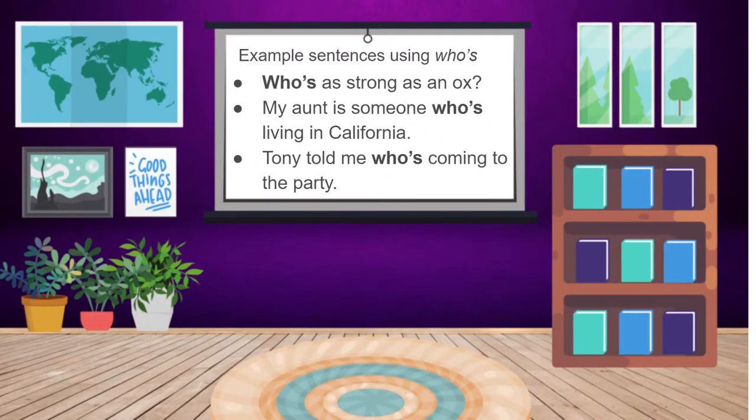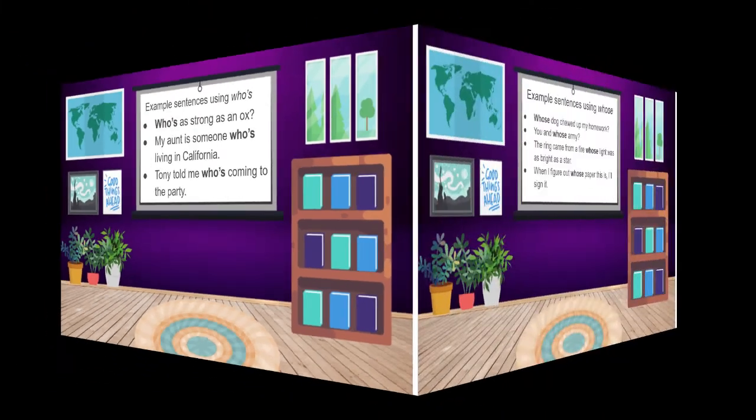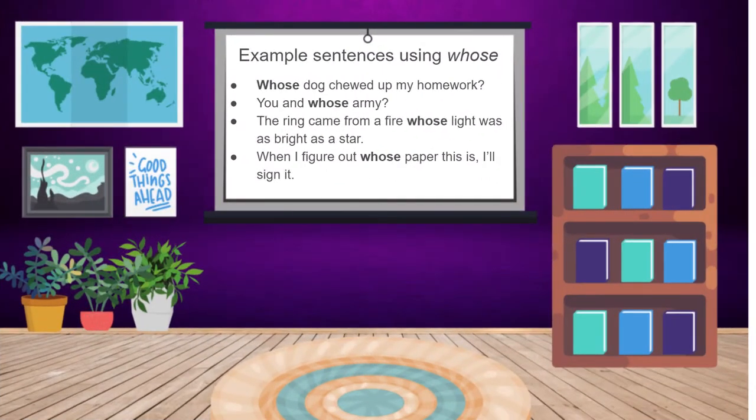Example sentences using who's. Who's as strong as an ox? My aunt is someone who's living in California. Tony told me who's coming to the party. Example sentences using whose. Whose dog chewed up my homework? You and whose army? The ring came from a fire whose light was as bright as a star. When I figure out whose paper this is, I'll sign it.